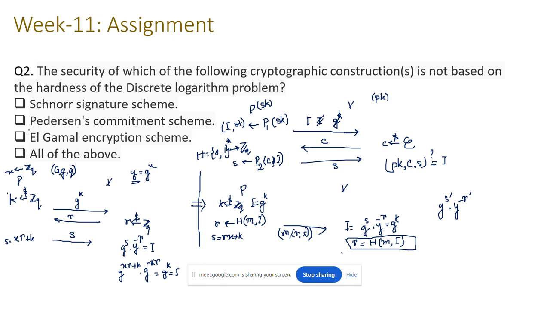In a similar manner, Pedersen's commitment scheme also has a similar form, where g to the power a, h to the power b is a commitment, and it should have sufficient binding property and hiding property. The binding property requires the discrete logarithm hardness to hold, right? So that is why the first and second options are based on hardness of discrete logarithm, not the third one. The question asks which is not based on hardness of discrete log, so the third option is the correct option.